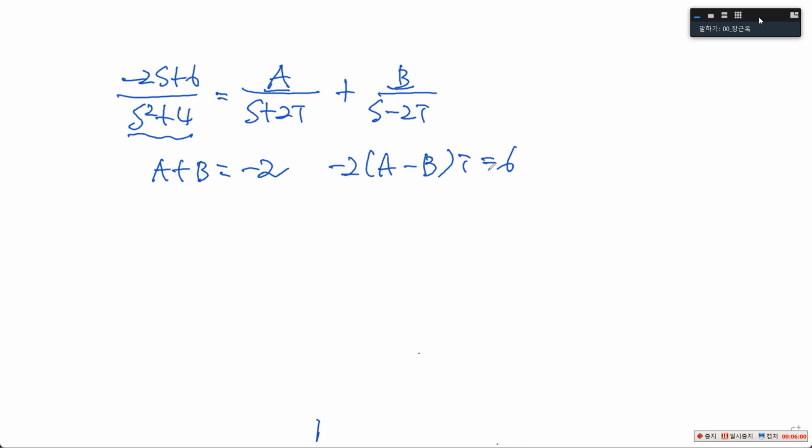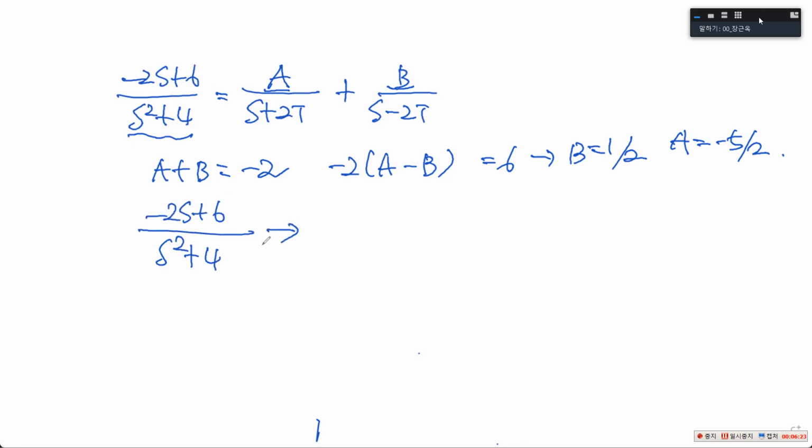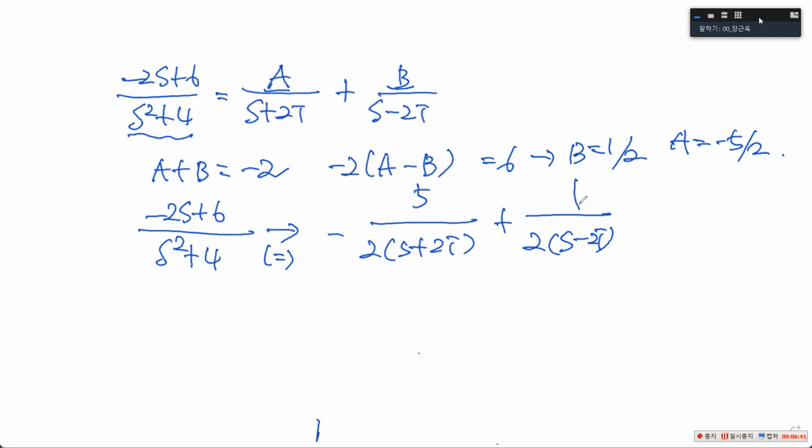But at this moment, we do not take care of the i. Then we can solve that. B equals 1/2, A equals -5 divided by 2. So we can rewrite that. Actually, it is not equal, but we can represent it this way. In the handout, I just wrote that it is equal for convenience. However, actually, it is not equal. However, anyway, we can write it this way.